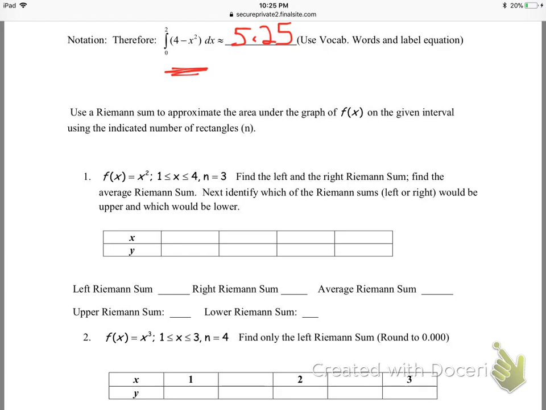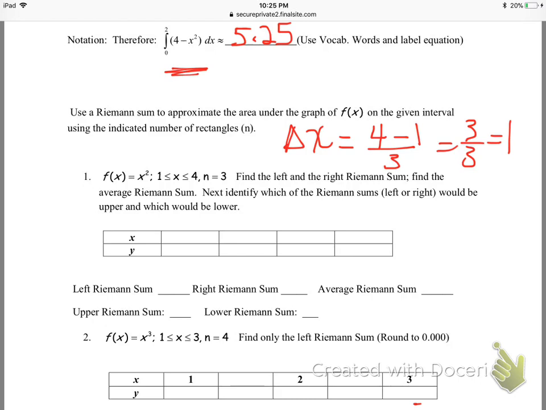I have it set up. You would put in your graphing calculator for number 1, y1 equals x squared. You would go to your second table set, and think about what we're doing. We're going to start at 1. What are our increments going to be? We know that delta x is going to be b minus a, so that's 4 minus 1 over 3. So that's 3 over 3, which is 1.